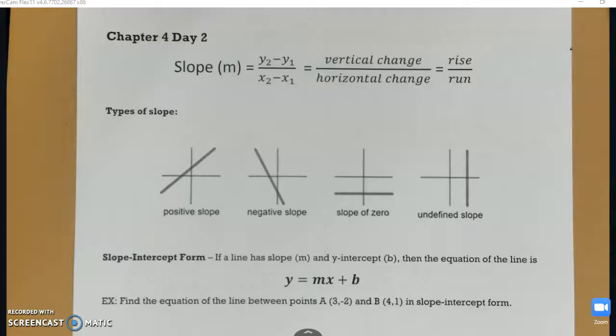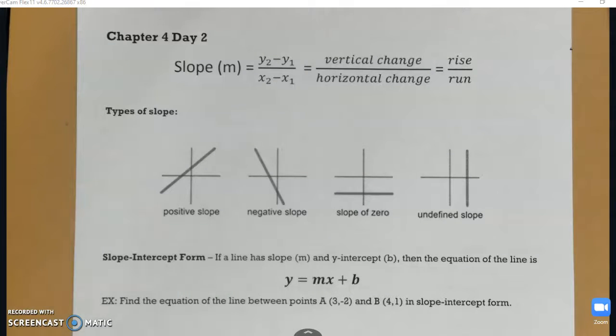Today is day 2 of our content on chapter 4. We're going to be looking more at equations of lines. We're going to look at another way to write the equation of a line, and we're going to focus on parallel versus perpendicular. So first of all, slope between 2 points, we know how to do this.